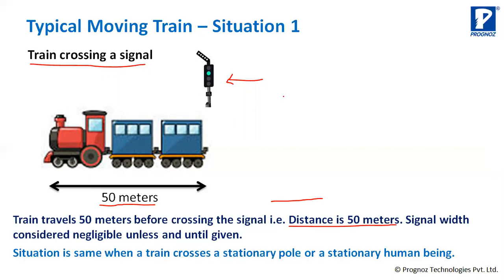And the situation is the same when a train crosses a stationary pole. Instead of this signal, there can be a pole or a person standing there. The situation is the same, and in all cases, distance is taken as 50 meters.